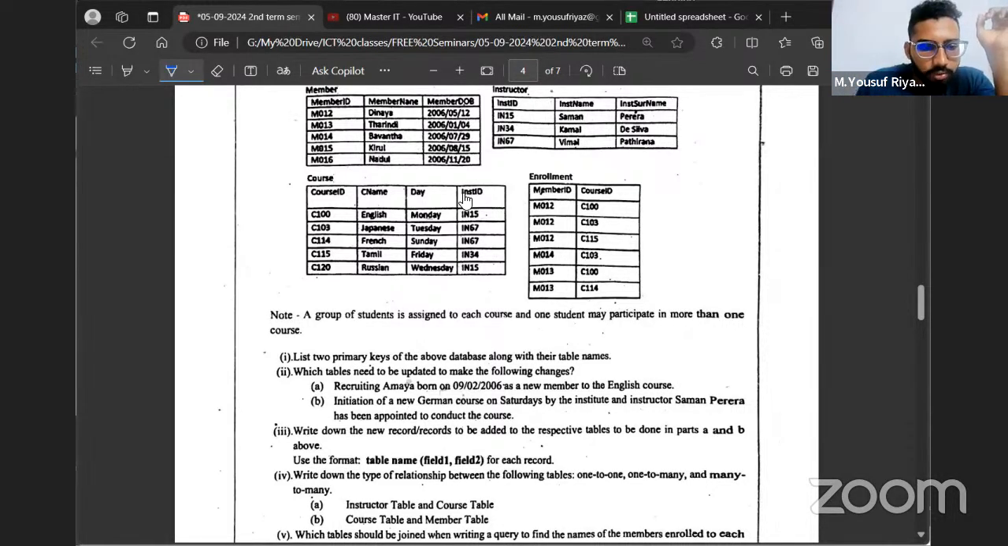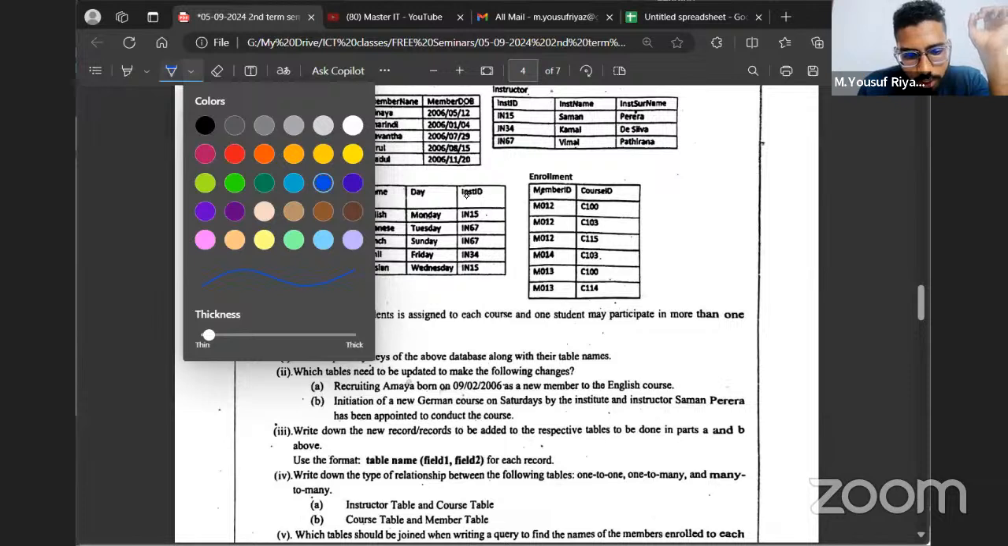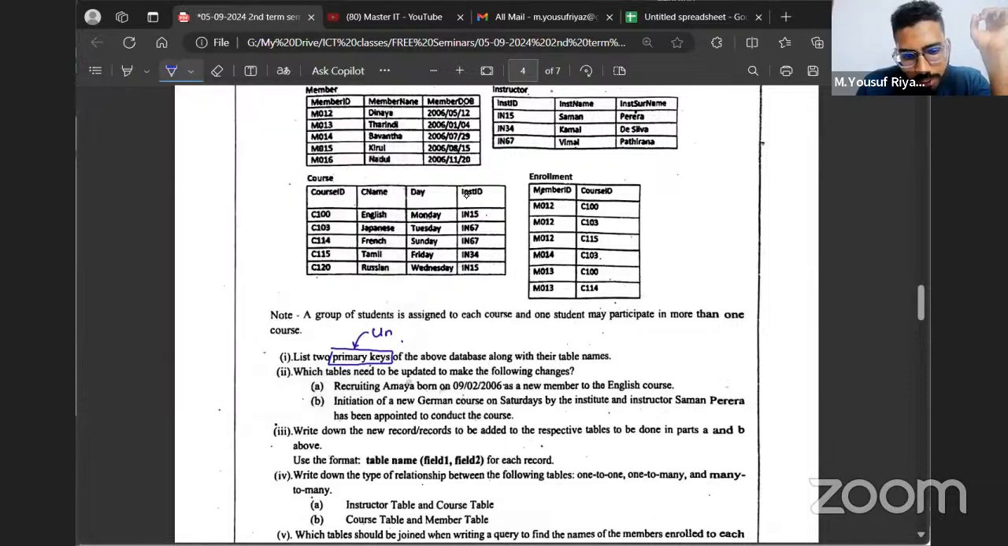Always keep in mind when they use the word primary key, they are referring to the unique field of the table, right? So they're asking you to mention the unique field and the table name along with it. If you take the member table, is there any field? Field means the column names. Is there any field you can see that looks unique for every member? Exactly. So you can say member ID in member table. So member ID in member table, that's going to be a unique field.